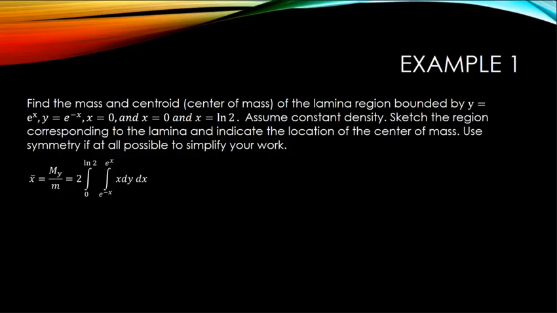is equal to 2 times the integral from 0 to the natural log of 2 of the integral from e to the negative x to e to the x of x dy dx. And y bar is given by capital M sub x over little m, which gives me 2 times the integral from 0 to the natural log of 2 of the integral from e to the negative x to e to the x of y dy dx.